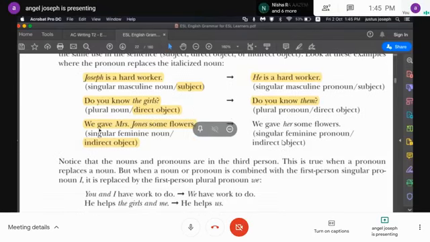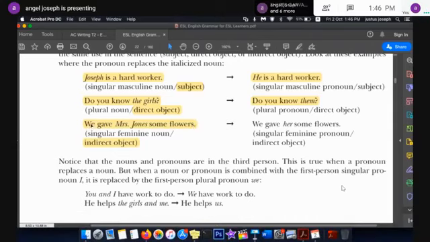Now let's look at this one, the third one. We gave Mrs. Jones some flowers. Okay, so when you look at this sentence, the subject we can understand is we. We is the doer. We is doing something. What did we do? We gave something, right? We gave something to somebody, right?